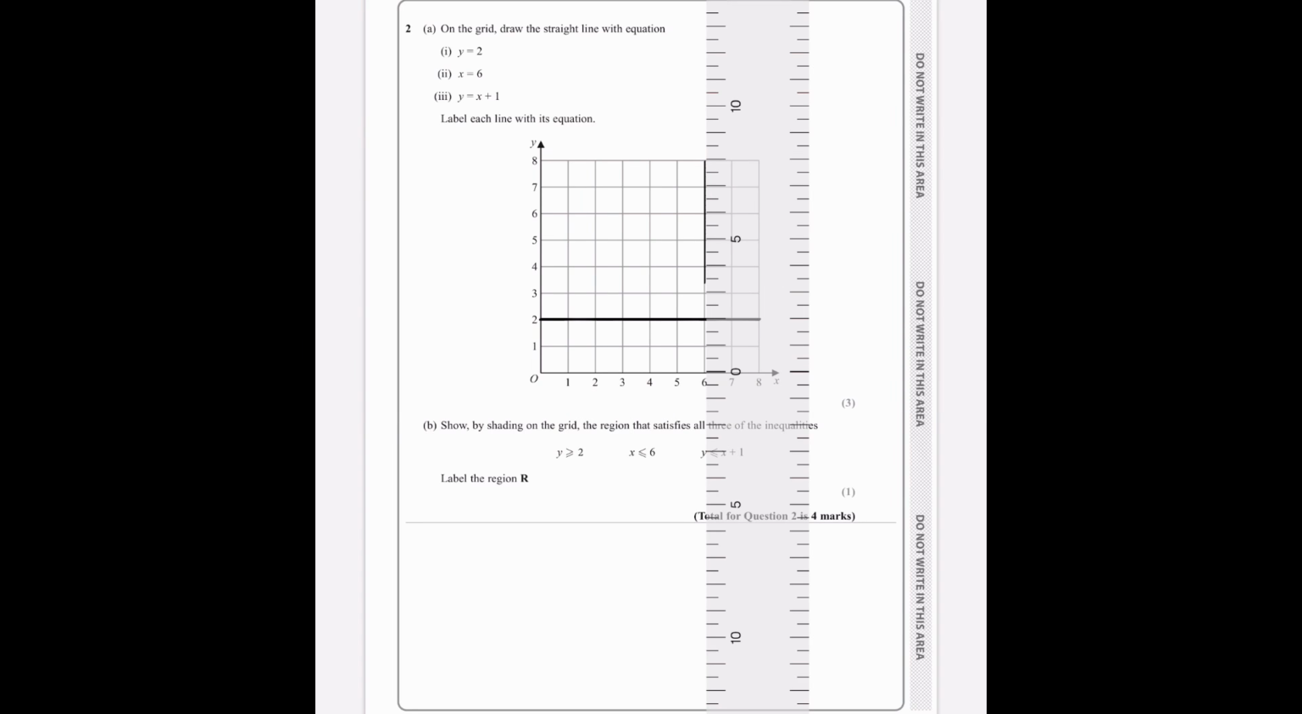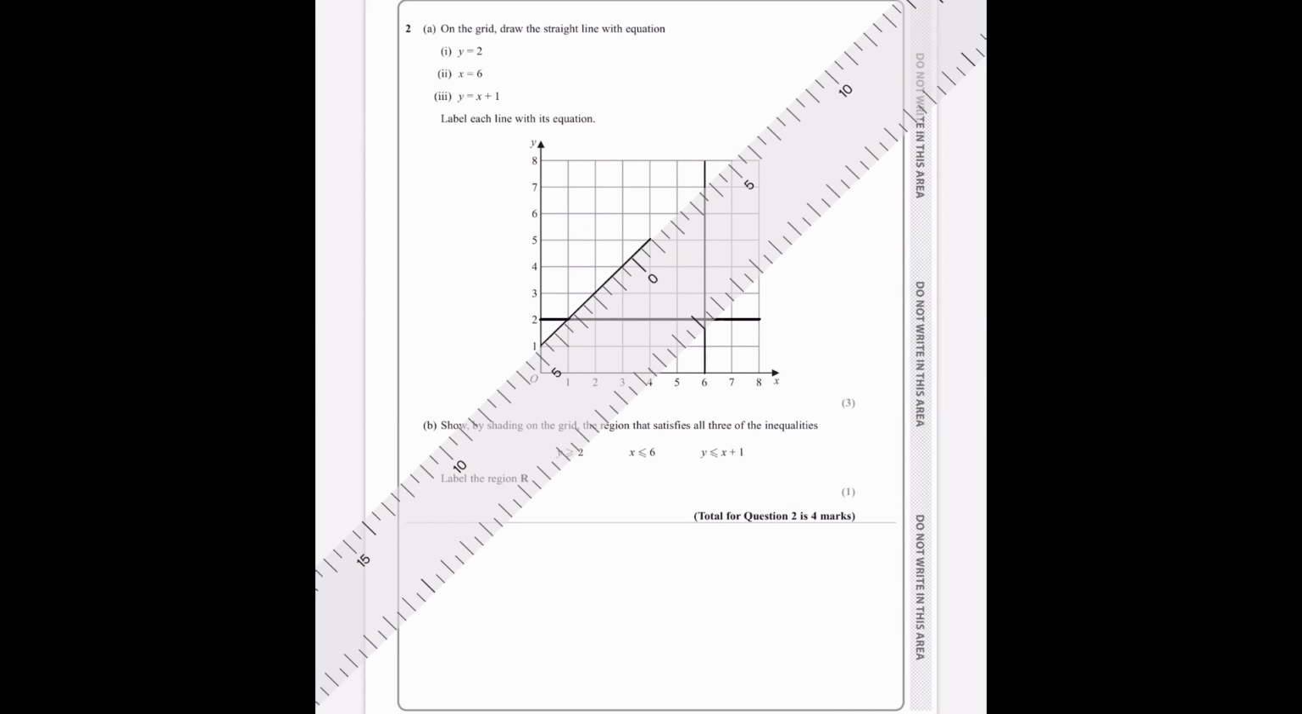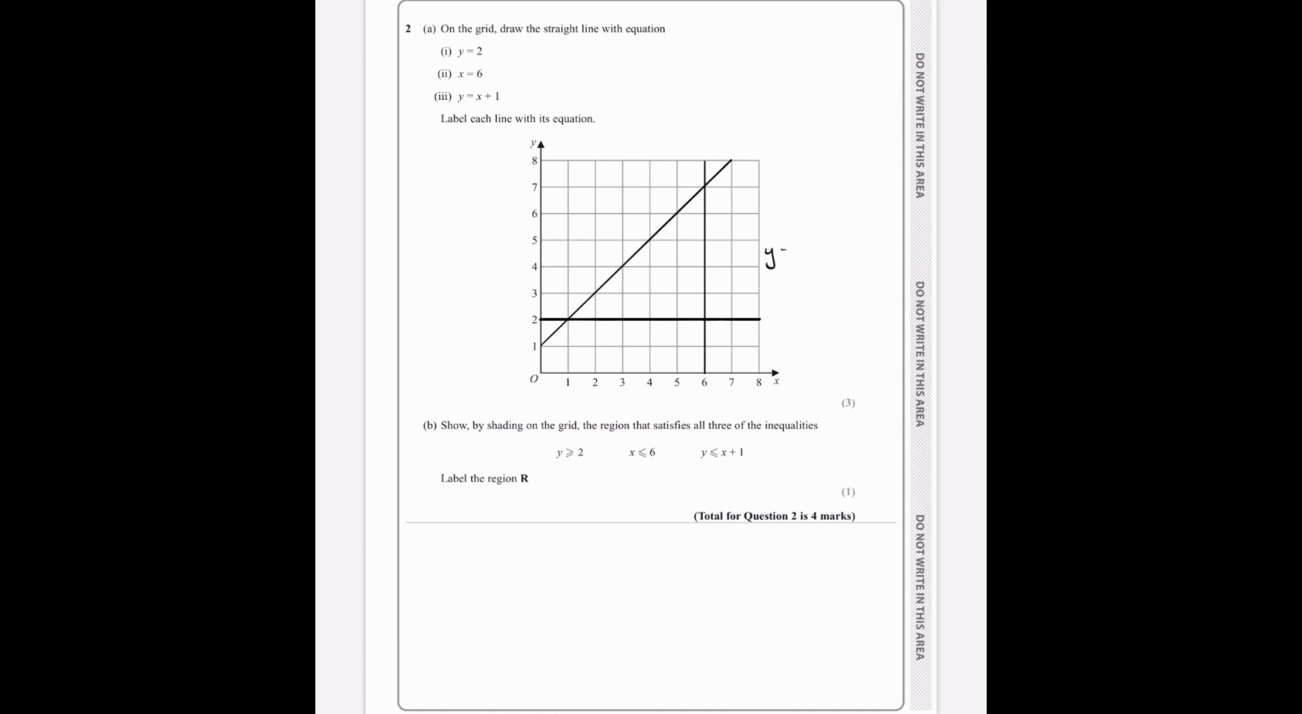Question number 2, 3 lines, y equals 2, those are all the points with y coordinate of 2, x equals 6, and y equals x plus 1. You can see there, we label them nicely, and then you can choose a point and test it if you like, see if it works. I've shaded the region we don't want in this, which turns out to be the outside region, that region out there. And that leaves us with the region we do want, which I've labelled R. So your picture should look a little bit like that.